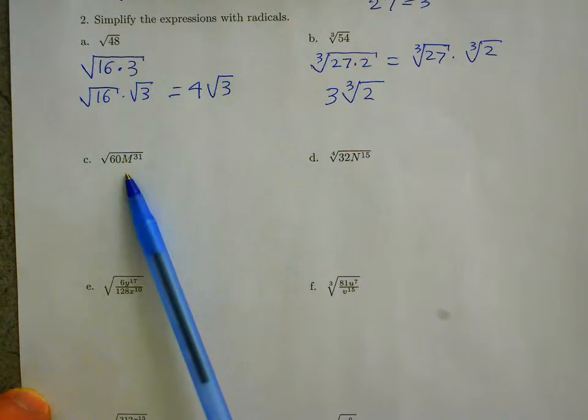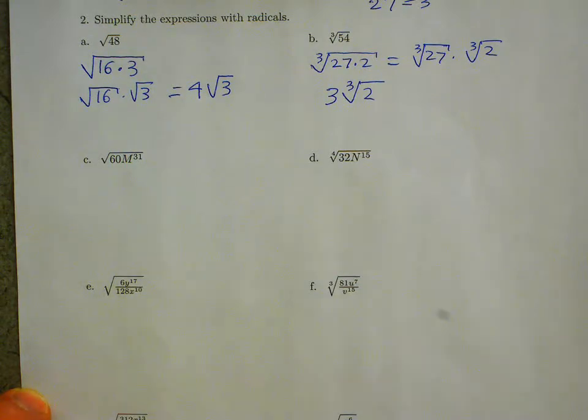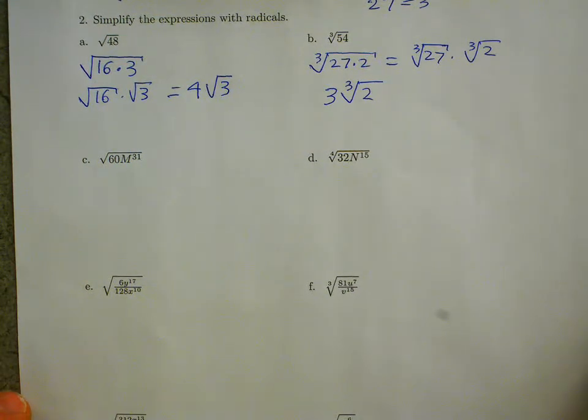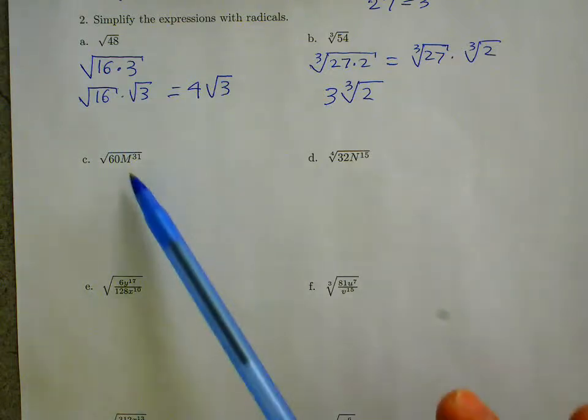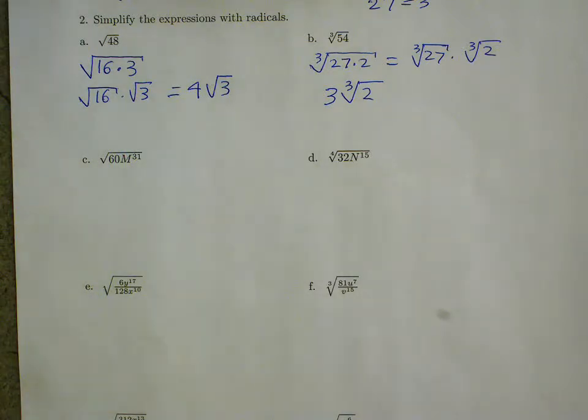Okay, the largest perfect square factor of m to the 31st. The exponent 31 is not even, so m to the 31st is not a perfect square. What's the largest factor of m to the 31st that is a perfect square? Yeah, it's m to the 30th.